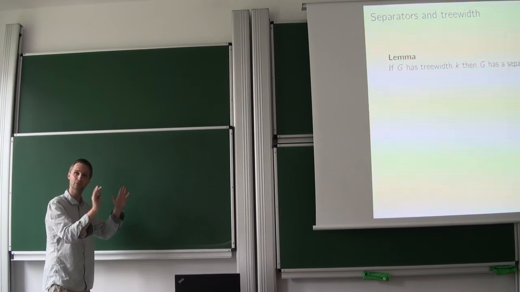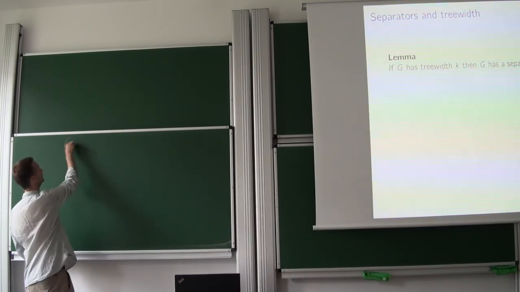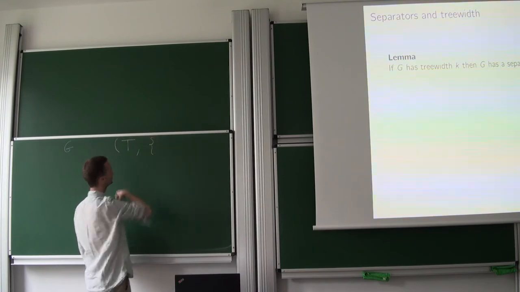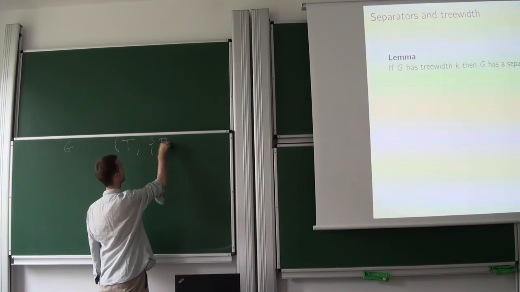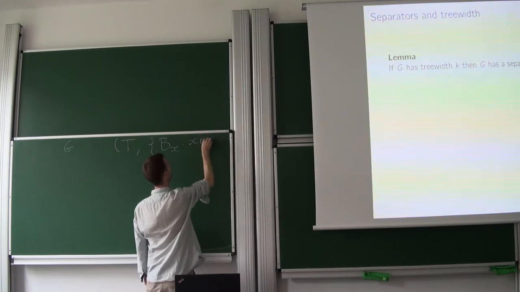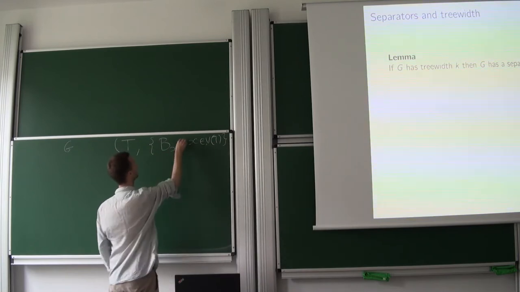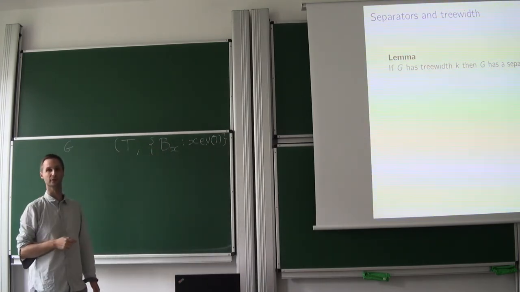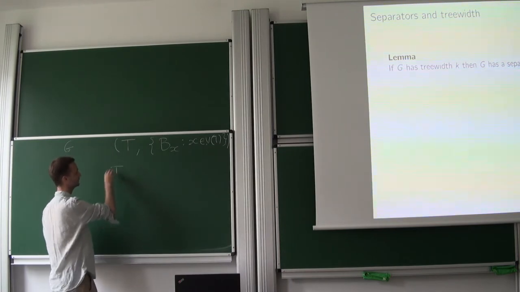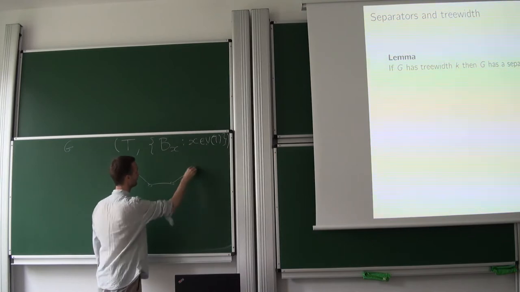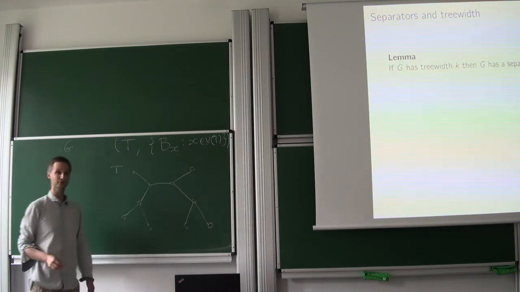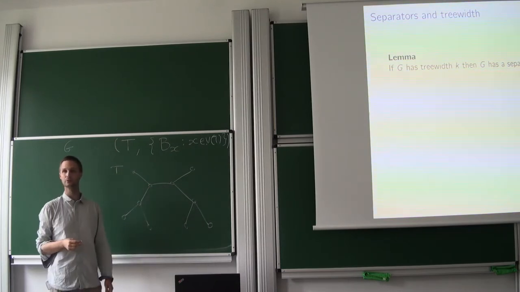So let me just do it really quickly to make sure that this is clear. So now you have a graph G, and you have some tree decomposition of your graph. And let's take the view where you have bags. So you have some set of bags for every node in your tree, right? And these bags are subsets of vertices of your graph. Okay. Now look at the tree T indexing your tree decomposition. And we are also going to orient the edges right or left. But how do we do it?